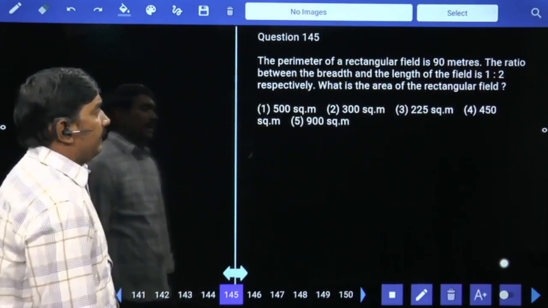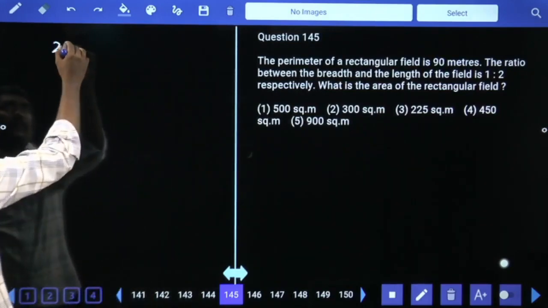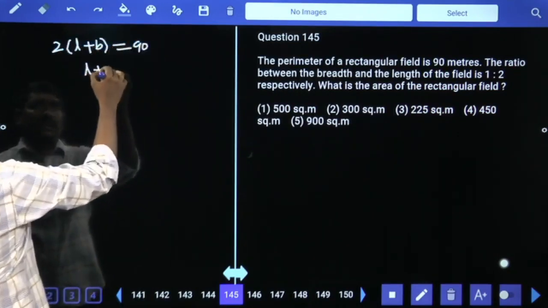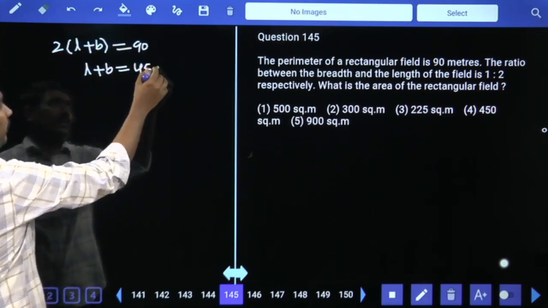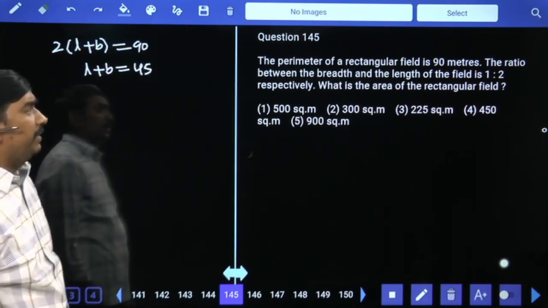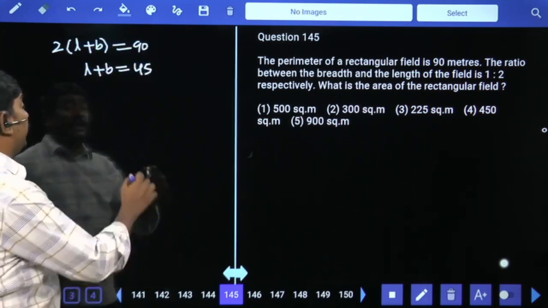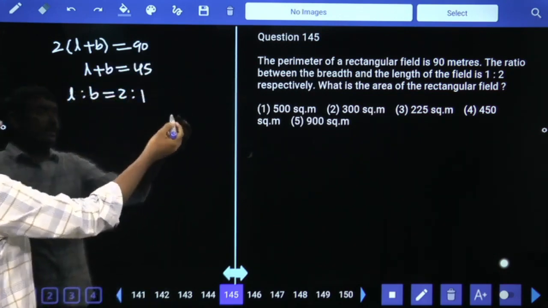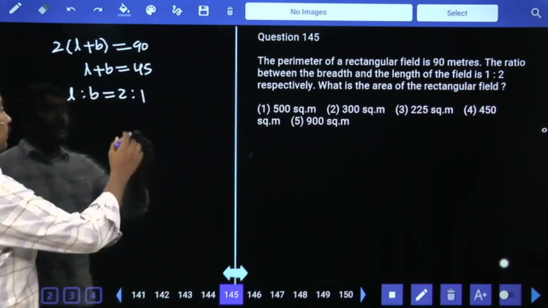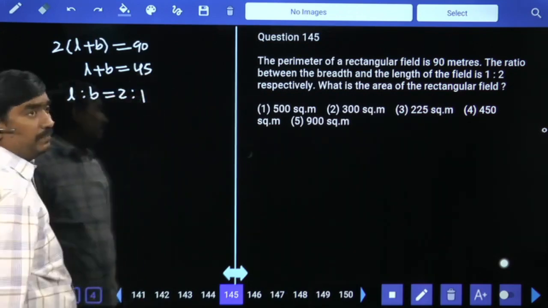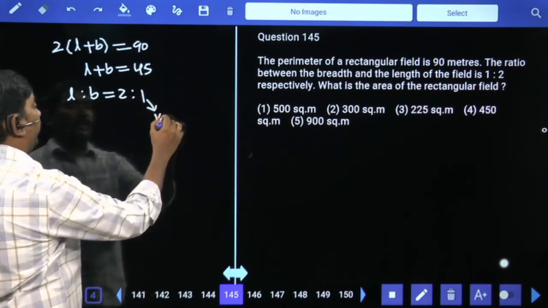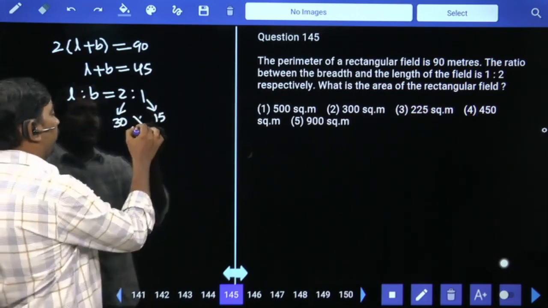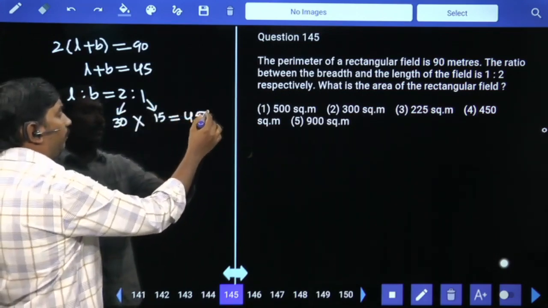The perimeter of a rectangular field is 90. 2 of L plus B is equal to 90. From this we can write L plus B equal to 45. The ratio between breadth and length of the rectangular field is 1:2, so length and breadth is 2:1. 2 plus 1, 3 parts value 45. 1 part value 15, 2 parts value 30. Area of the rectangle is length into breadth, 30 into 15, 450.